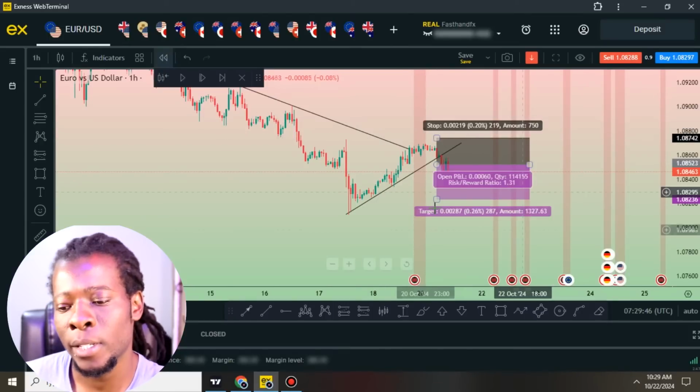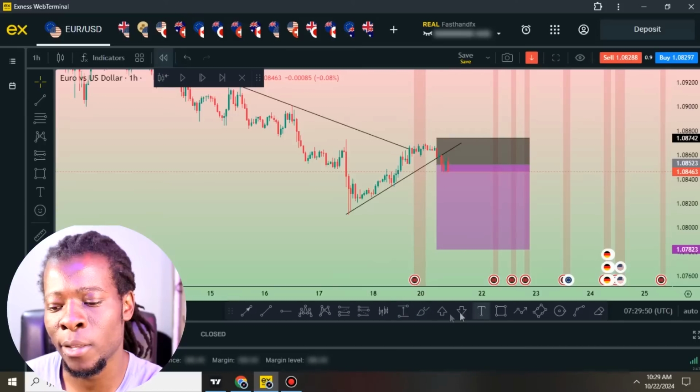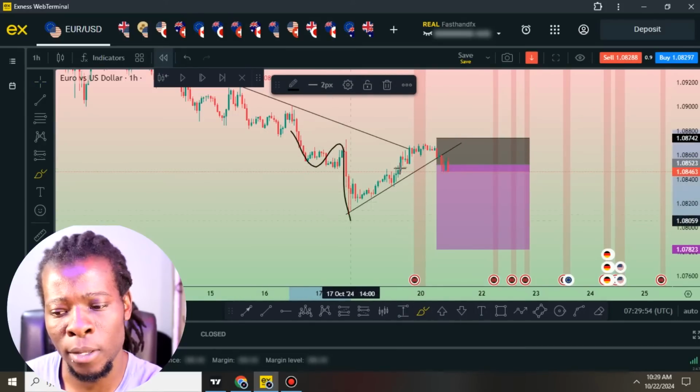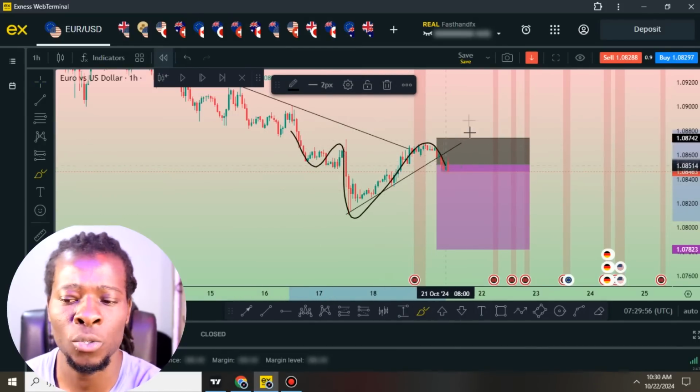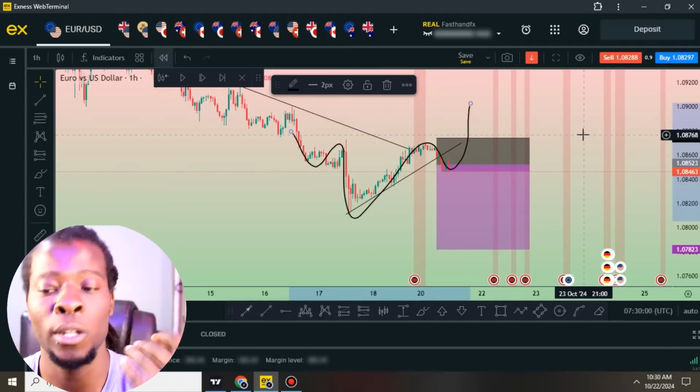Now there is something during this period. If you look on the left side, you will understand that there was this level right here. Correct. Now for me, I was like, if this is a head and shoulder, I'm talking about inverse head and shoulder, then price will kind of go up.